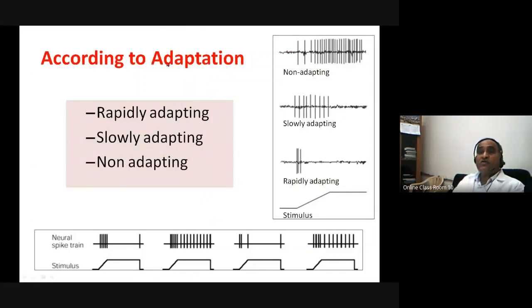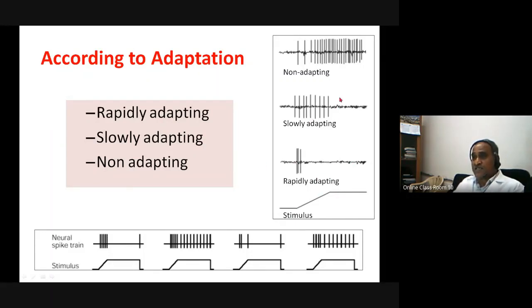Then, according to adaptation, I mentioned rapidly adapting, slowly adapting, and non-adapting. Here, this is the stimulus applied. When I have applied the stimulus, you see a burst of activity coming up. This is the action potential, the burst of activity. And then what happened? It became silent. This is rapidly adapting, because as long as you stimulated it, it becomes adapted, so there is no further stimulation.